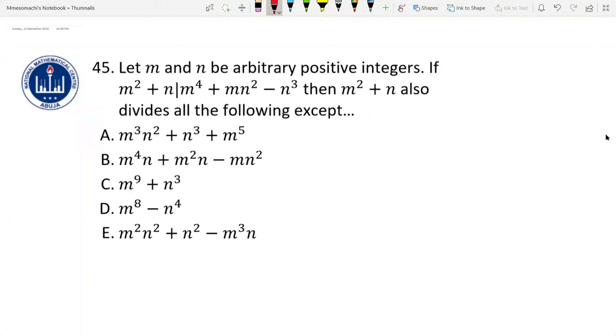In this video, we'll be discussing problem 45 of the just concluded Nigerian Mathematics Olympiad, the first round senior category. And so this is the next number theory problem in the series.